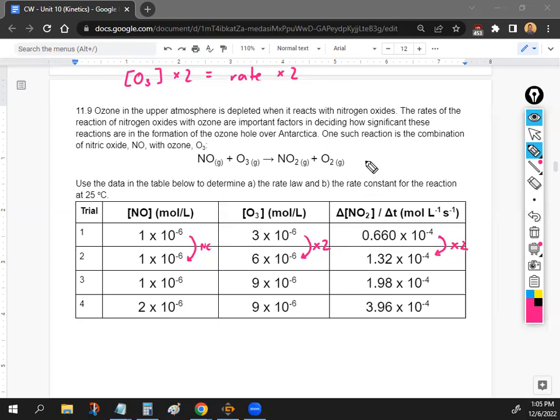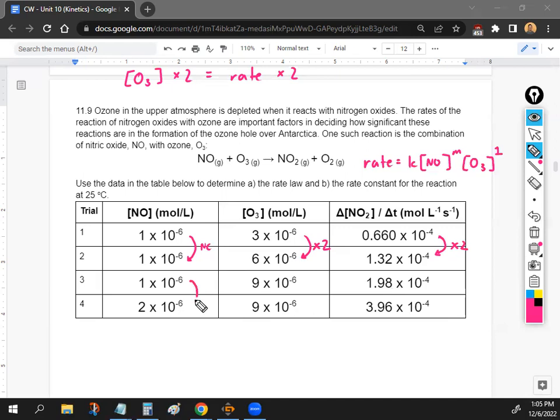1, exactly. So we know that the rate is going to equal k times the concentration of NO to the power of m, we don't know the exponent. And for O3, we don't know the exponent, but we found out if you double O3, you double the rate. That means this has to be 1. The exponent for O3 has to be 1. Okay. Make sense? Okay. All right. Let's go to the next one.